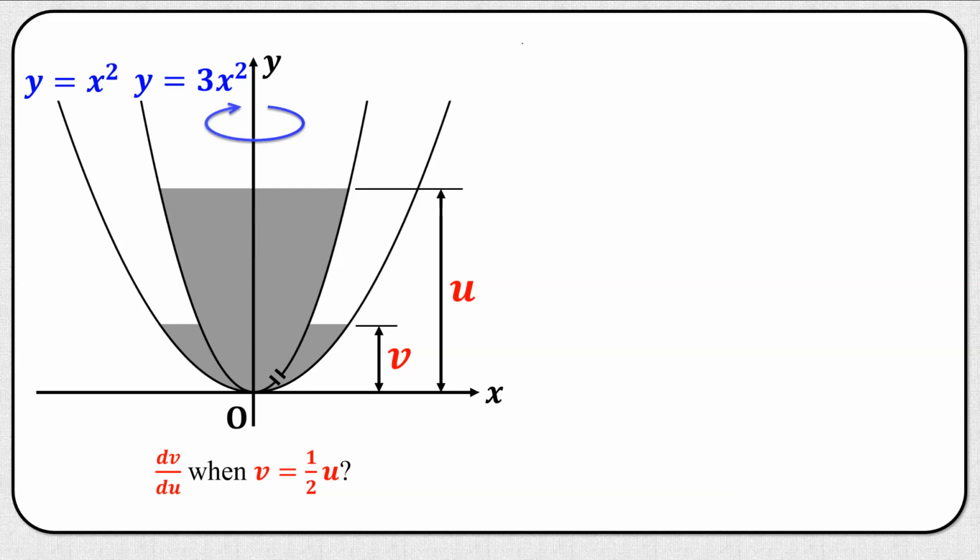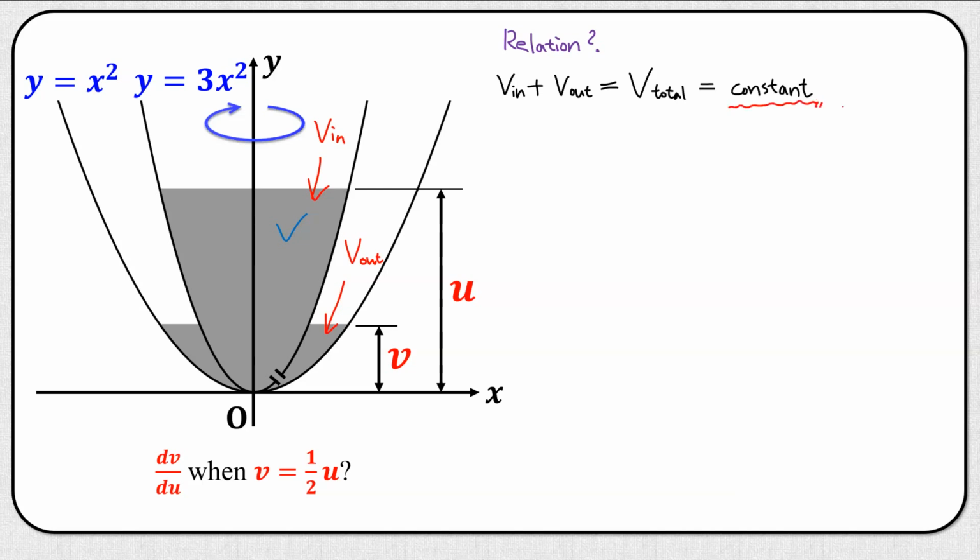Alright, as I said, this problem is quite easy if you have strong fundamentals in calculus and can quickly come up with a suitable relation. So what is the key relation in this problem setting? Well, obviously it has to do with the amount of water. Let us denote the volume of water inside the inner container as V sub in and the volume of water between two containers as V sub out. Then, if we add these two volumes, this gives the total amount of water, V total, which is constant. That is, the total amount of water does not change over time.